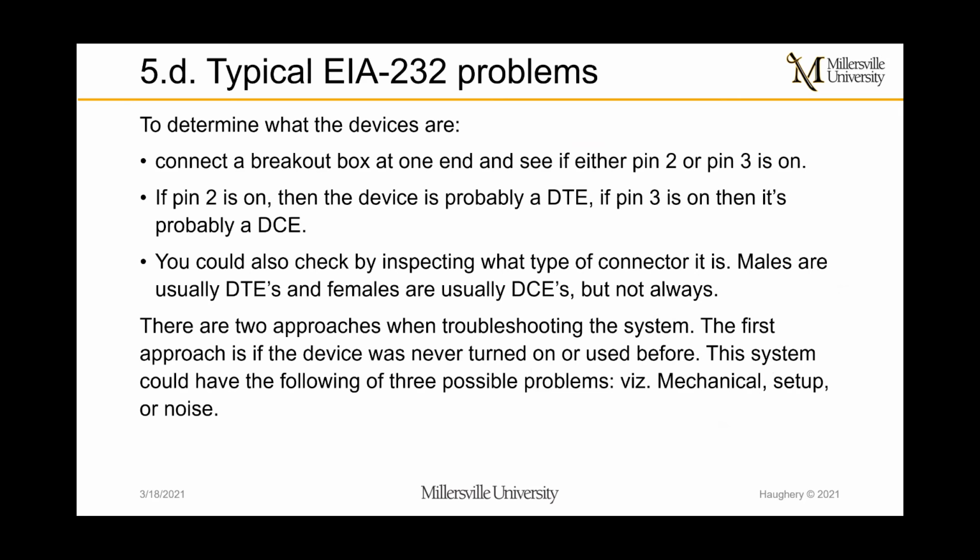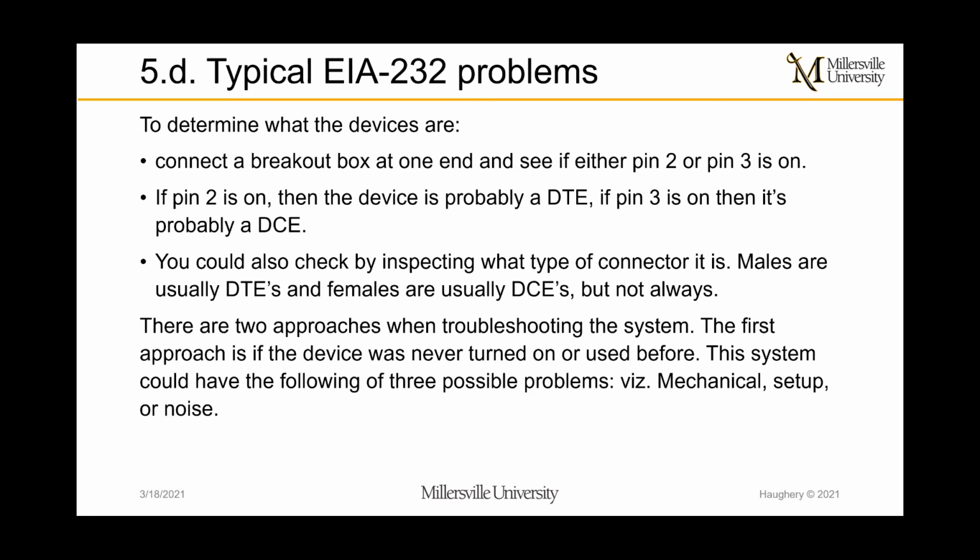Determine what devices they are. So you connect a breakout box to one end and see if it's pin 1 or pin 2, pin 3. If pin 2 is on, then the device is probably DTE. If pin 3 is on, that's probably DCE. You can also check by inspecting what type of connector it is. Males, like we said before, are usually DTEs, and the females are usually DCEs, but they're not always.